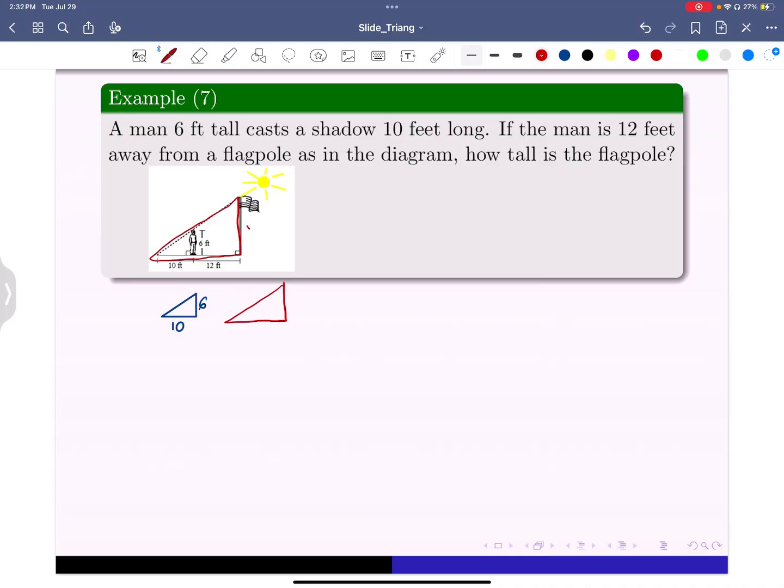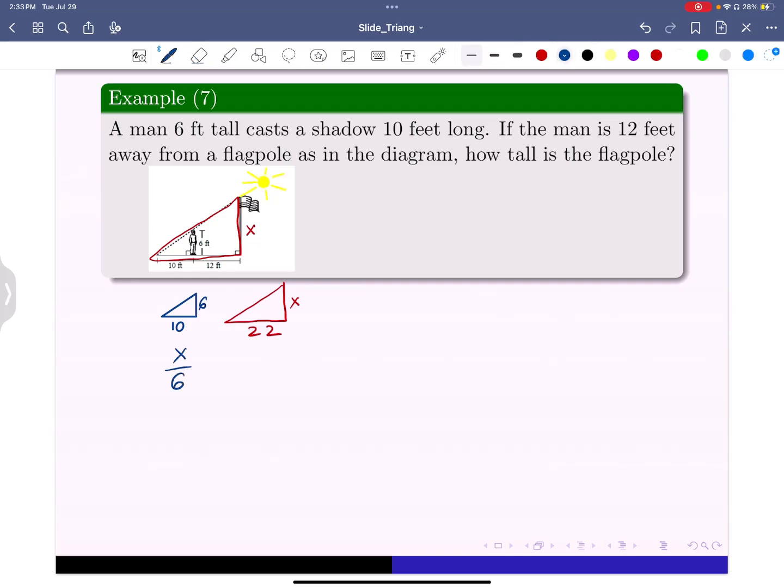And let's call the flagpole X. So this would be my X. And then we need to decide what this length right here is. This length is 10 and 12, so in that case this length is 22. And as before, we have big divided by small must be equal to big divided by small. We can go either way. This side divided by this must be equal to those two sides. Then both are correct.